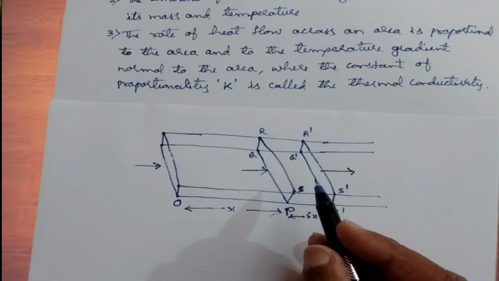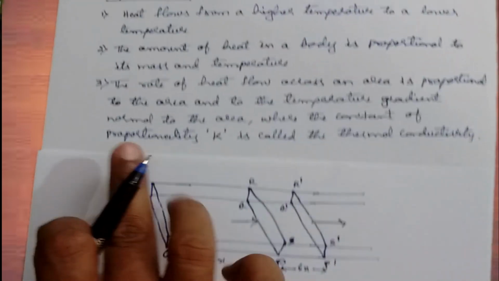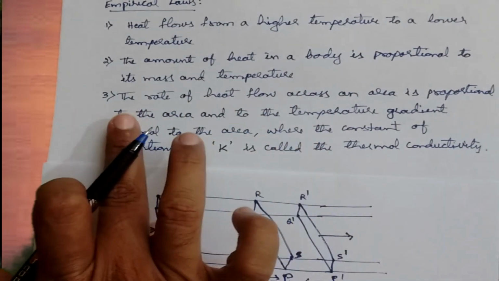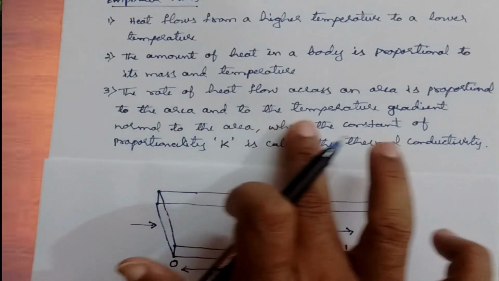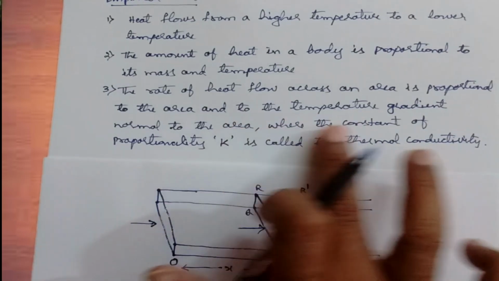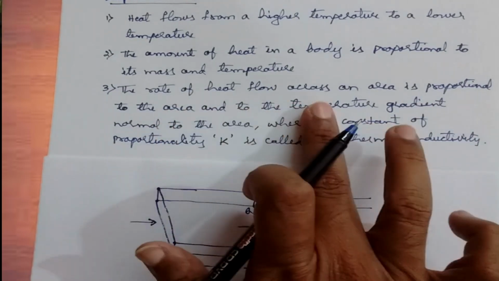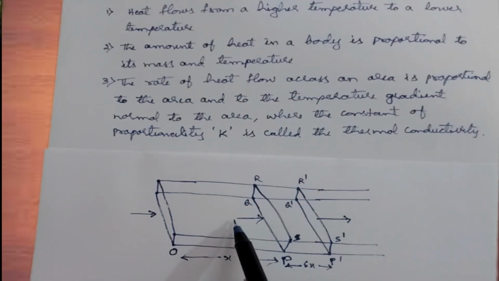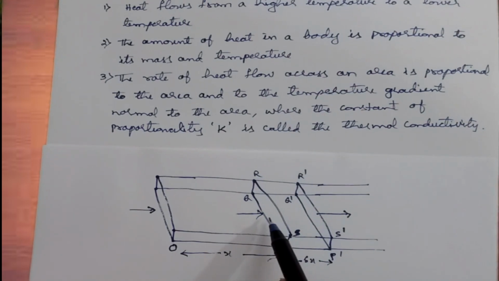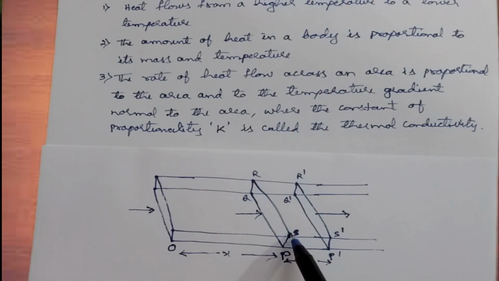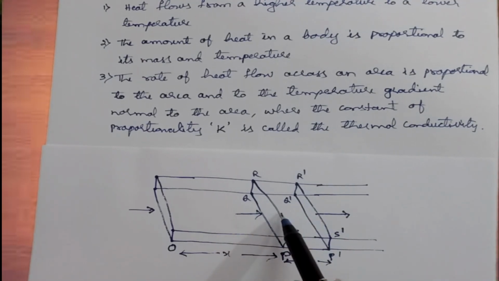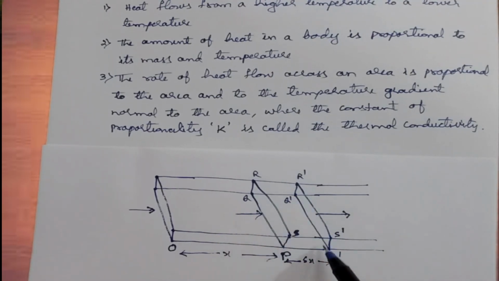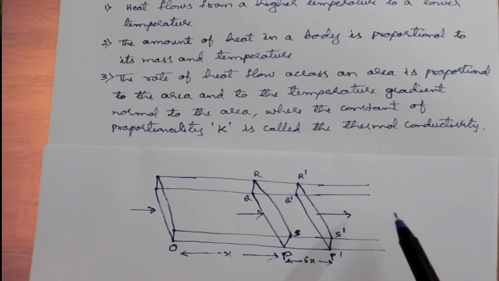So if that is the case, this third result, the rate of heat flow across an area is proportional to the area and to the temperature gradient. So when the heat is flowing, how much heat flows through this? It depends upon this area. The more the area, the more the heat flows; the less the area, the less the heat flows. So here also, based on the cross section, the heat will flow through this cross section.